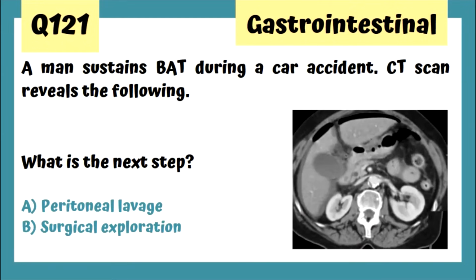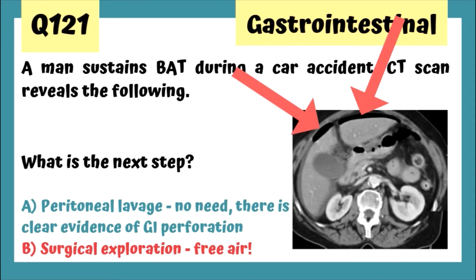Question 121. A man sustains BAT, blunt abdominal trauma, during a car accident. CAT scan reveals the following. What's the next step? So here we have free air, and therefore we want to go with surgical exploration. I'm going to show you. Over here we see the free air. Peritoneal lavage, then, is not needed because there's clear evidence of a GI perforation.